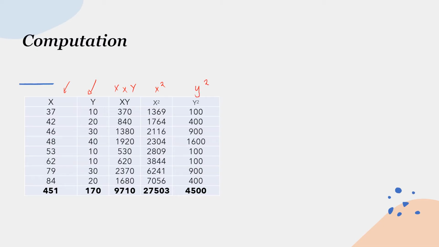So simply 37 times 10, that's 370. 42 times 20, 46 times 30 is 1380, and so on and so forth. So yun lang po yung gagawin natin. And then of course, you have your x squared, which is just the square of 37, y squared, which is again the square of 10. So gagawin lang po natin yan for the whole of our data. And of course, at the end, we're going to get their total. So very simple computation.